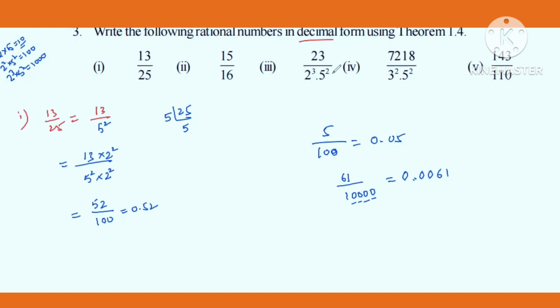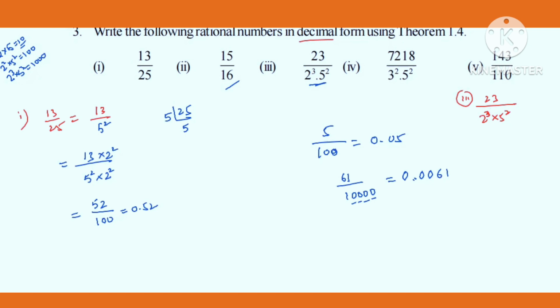And let us see the second one, 23 by 2 cube into 5 square. After doing the second one, you go for the third. You think about the third one.